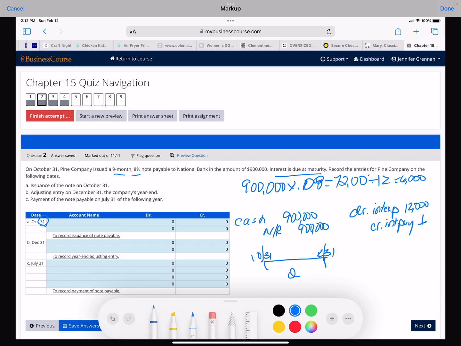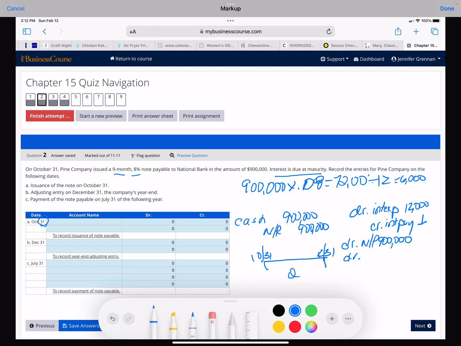Now fast forward to July 31st. The full 9 months has passed and it's time for us to pay the note back. So we've got a couple different pieces. The first piece that should come pretty easily, we've got to take that note payable off the financial statement. So I'm going to debit the note payable, $900,000. I also need to record interest, but I'm only recording interest from January 1st of the current year to July 31st, which is 7 months.